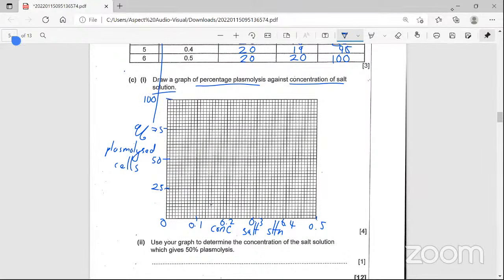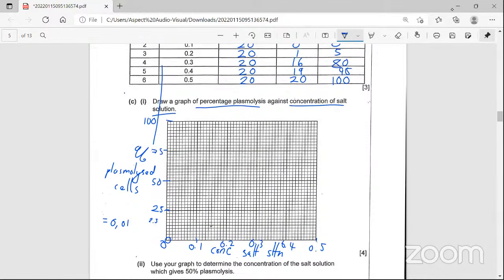Right, so let's plot. Before you plot, make sure you know what one box here represents. Are we together? Here we've got 0.1 to 0, meaning 10 boxes. You divide your 0.1 by 10, it gives you 0.01. So one small box represents 0.01. How about here? Divide 25 by 10, 2.5. So each box here is 2.5.